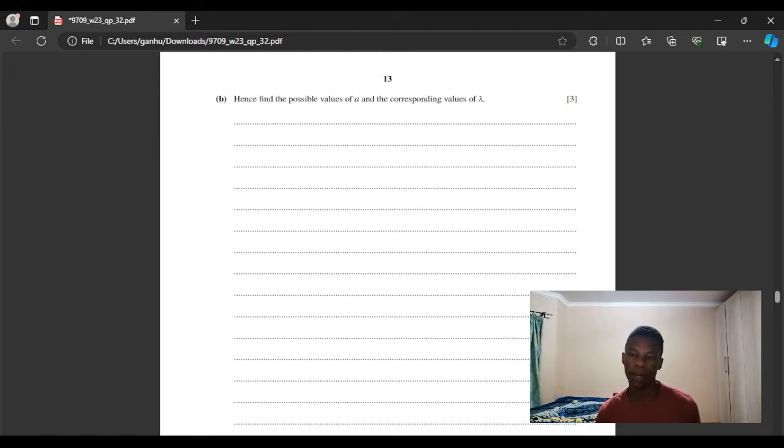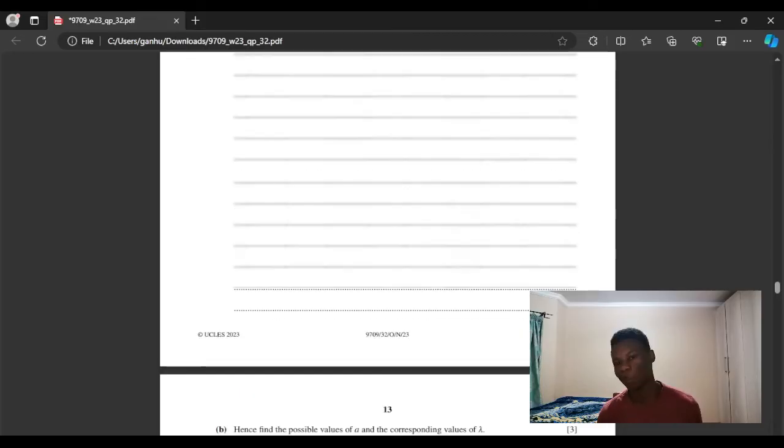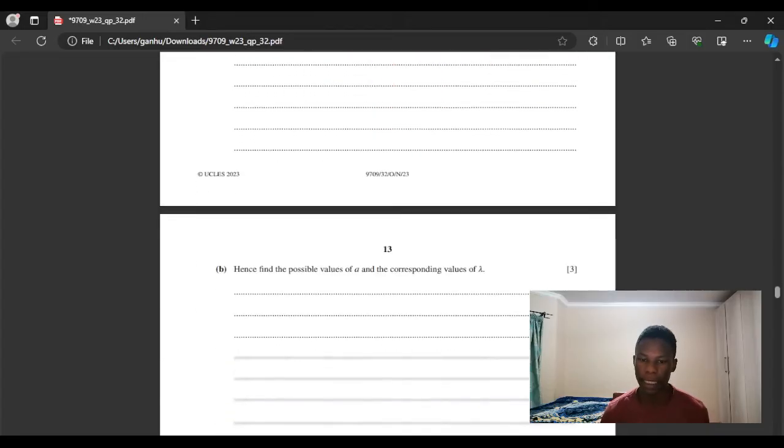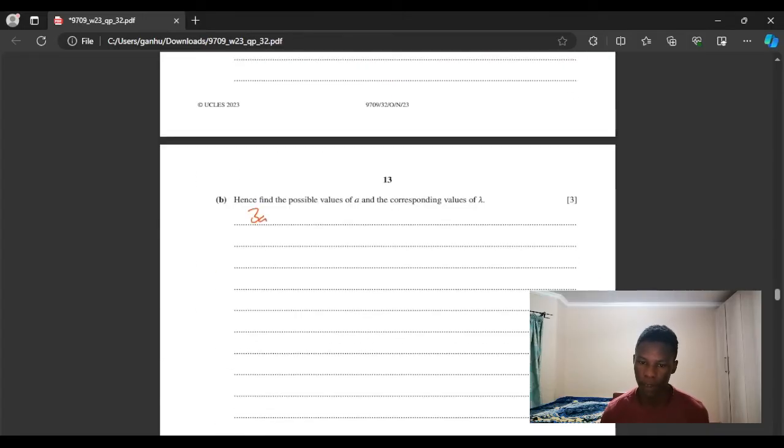Part B, hence find the possible values of a and the corresponding values of lambda. So that means we have to solve the quadratic in terms of a. That's 3a squared plus 4a minus 4 is equal to 0. So let's factorize this. That's (3a minus 2) and (a plus 2) is equal to 0. And so this means that a would be 2/3 over here and a would be -2.